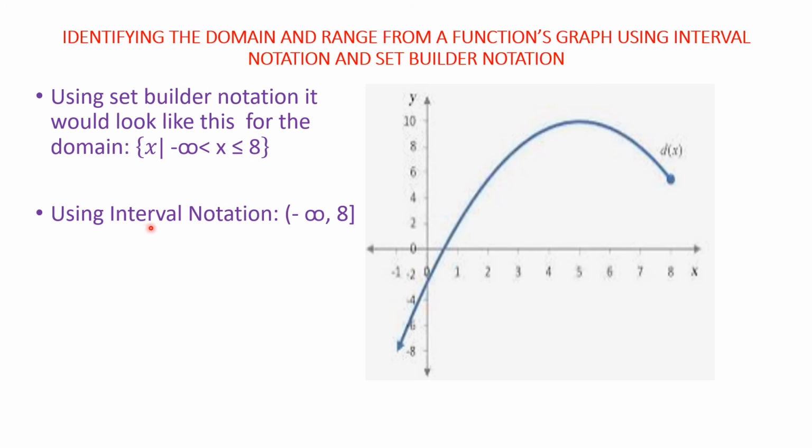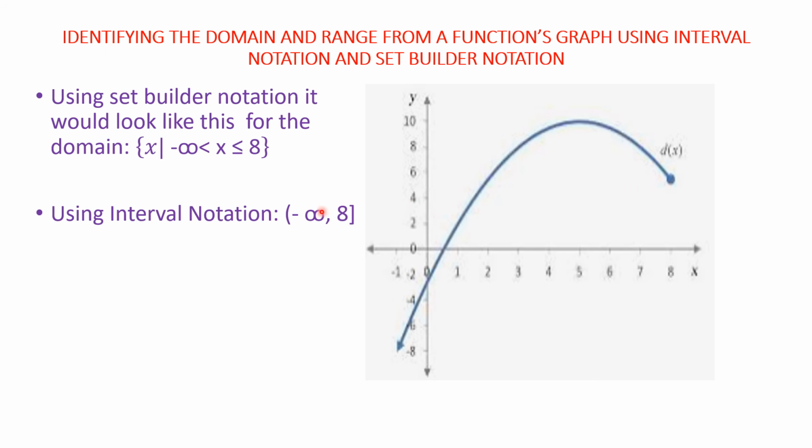So using the interval notation, we could just say the domain is between negative infinity, where this is a parenthesis, then comma, the number 8, which is a square bracket, not a parenthesis. So the square bracket has the same role as the less than or equal. Both of them represent the closed dot.